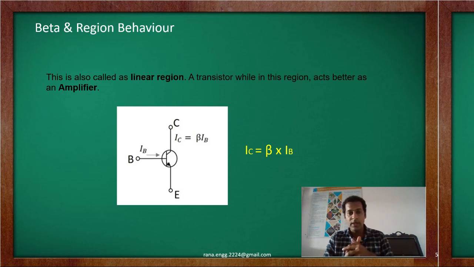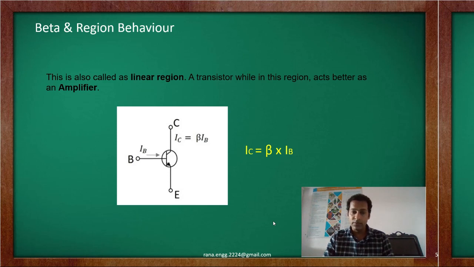It is given by the output by input. So for this circuit, if output is IC and input is IB, then beta will be equal to IC by IB. So from here we can say IC is equal to beta into IB. This particular case is true for the linear region, that is the active region. In the active region it works as an amplifier. We have discussed it in the previous session.